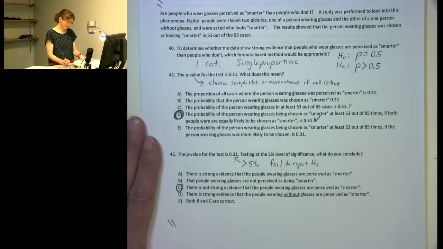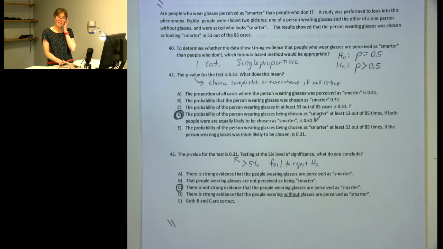Now, it's not correct to say that B has been shown, because we haven't shown evidence that the null hypothesis is true. Remember one more time that when we don't reject the null hypothesis, it doesn't mean that we've shown that the null hypothesis is what is true.